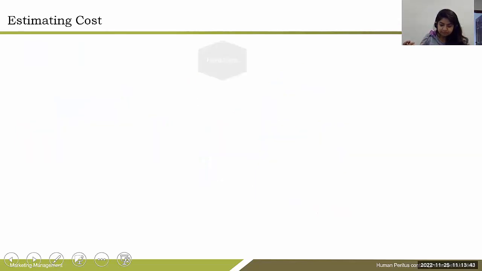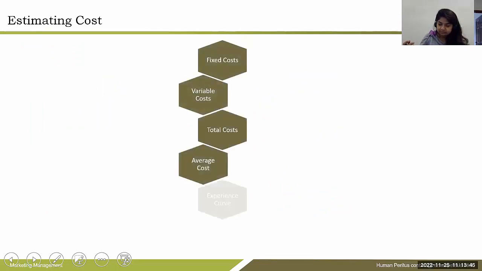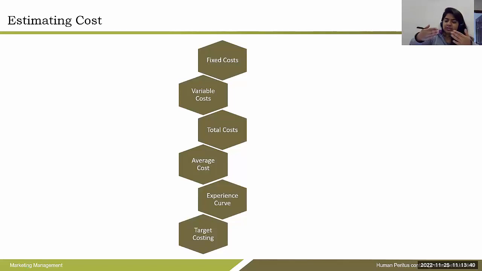First thing. Now, we have these terms, estimating the cost. So these are types of costs. Okay. So fixed cost. Actually, that's the total cost. Total cost is a component of variable cost plus fixed cost.